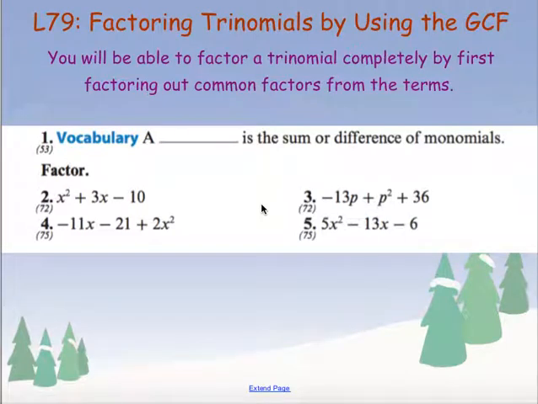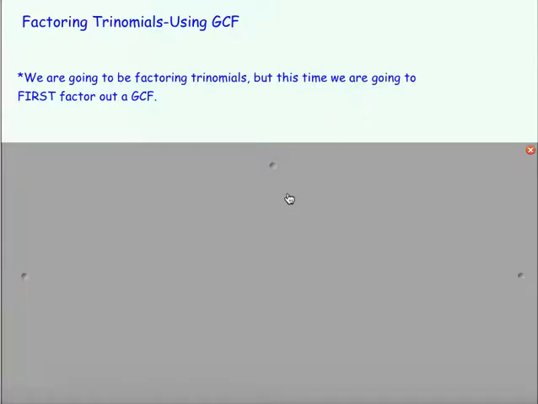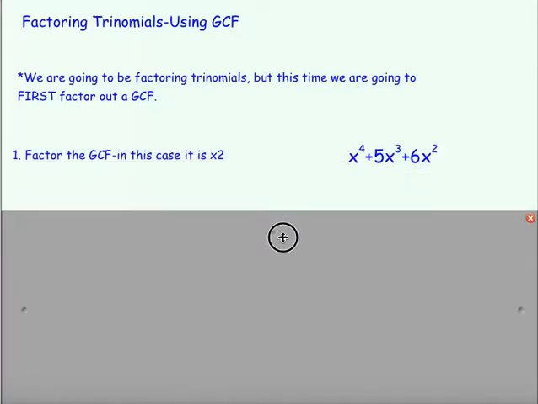Algebra 1, Lesson 79. We are first factoring our trinomials using our greatest common factor and then fully factoring using the methods that we've seen in previous lessons. So let's get right into this. With our first example here, we need to figure out what is the greatest common factor between x to the fourth plus 5x cubed plus 6x squared.